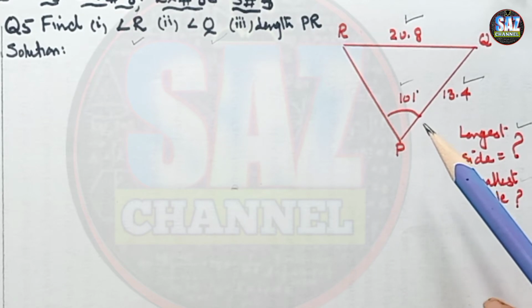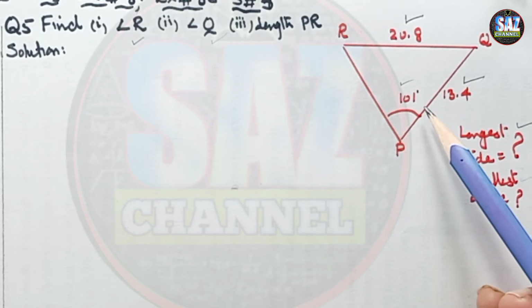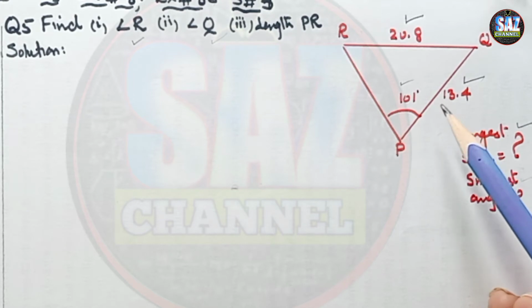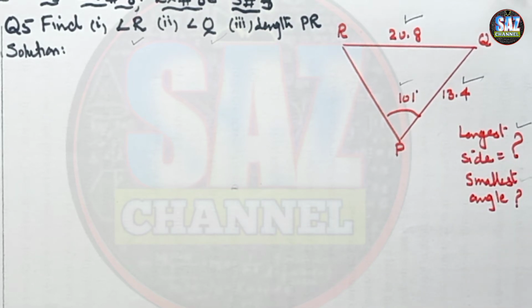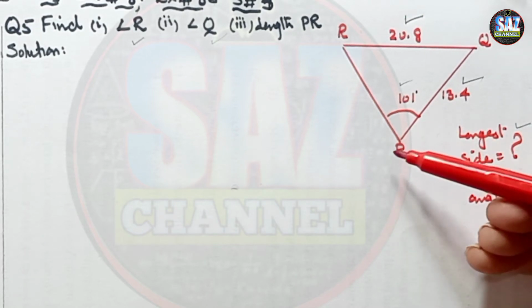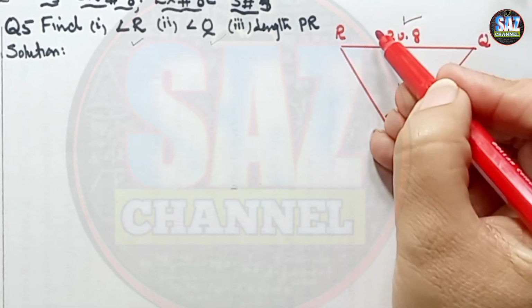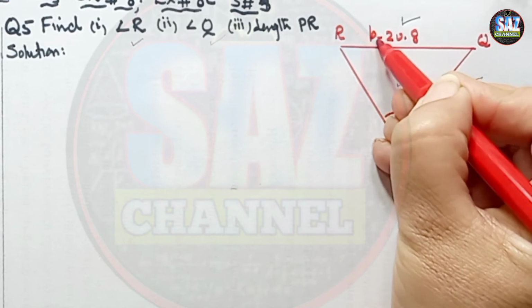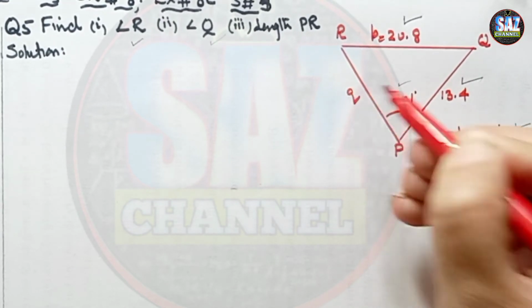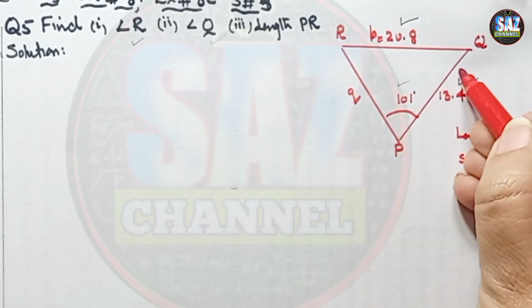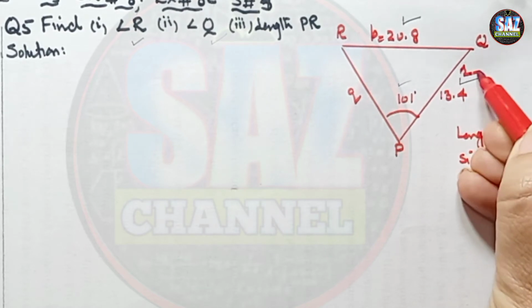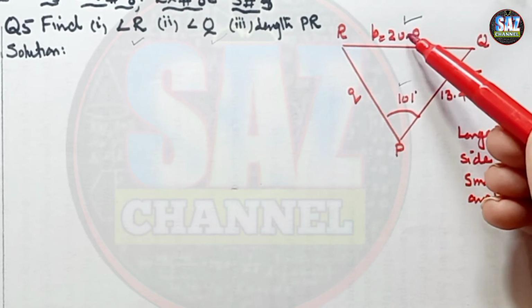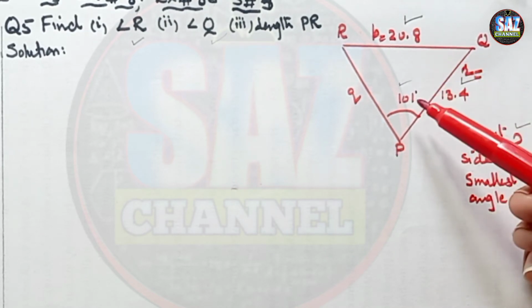First of all, as the vertices are already marked here, we have to mark the lengths with small letters. Like this is vertex P, this is angle P, so the length will be p. Okay, this is Q and this is R. Now in this question we are given two sides and one angle.